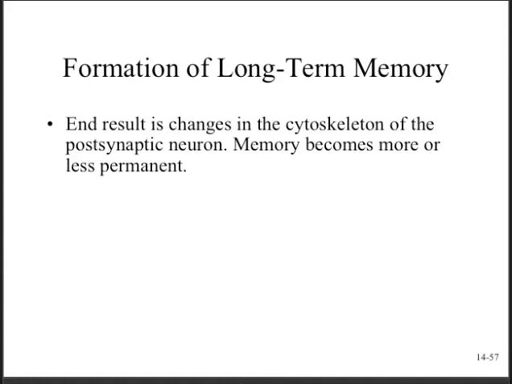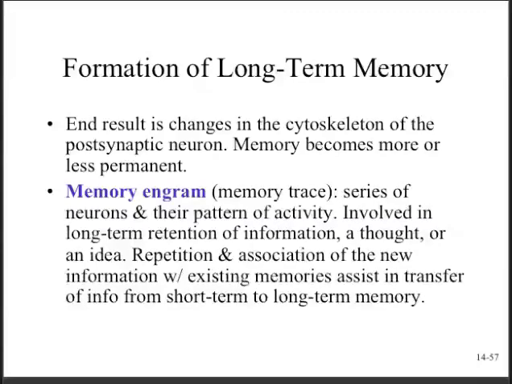Now, long-term memory comes initially from short-term memory. The end result is that changes in the postsynaptic neuron become more or less permanent. Some of these may be cytoskeletal changes. Most of these are going to be changes at the level of the membrane. A memory engram is a series of neurons and their pattern of activity, and it's involved in long-term retention of information, a thought, or an idea. Repetition and association of new information with existing memories assists in the transfer of information from short-term to long-term memory.